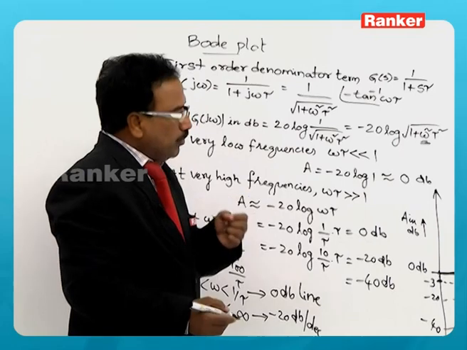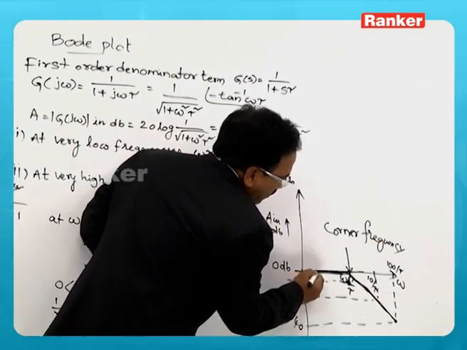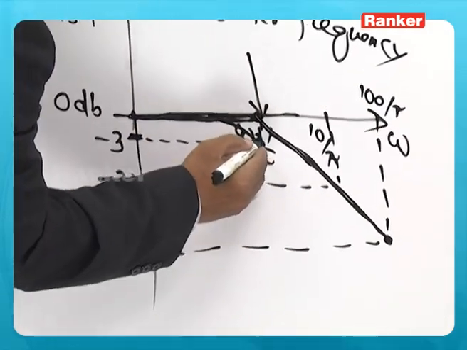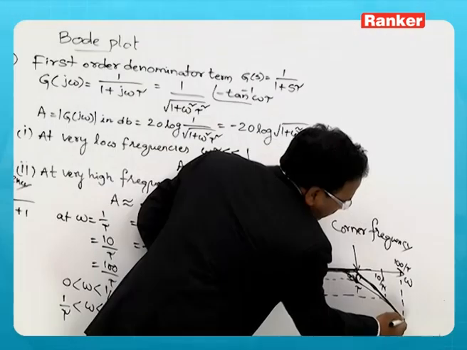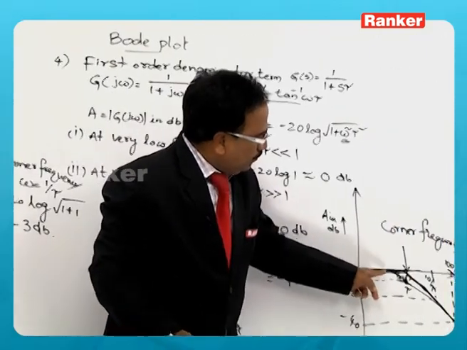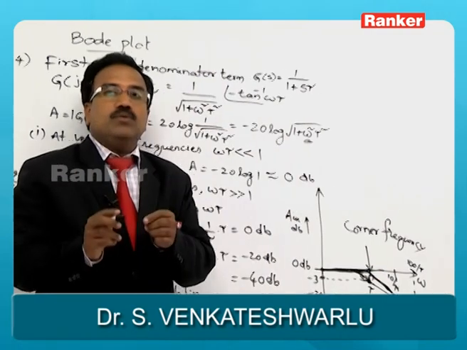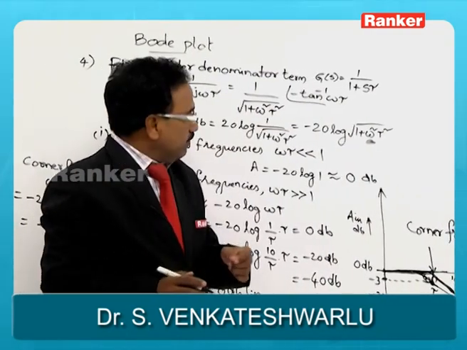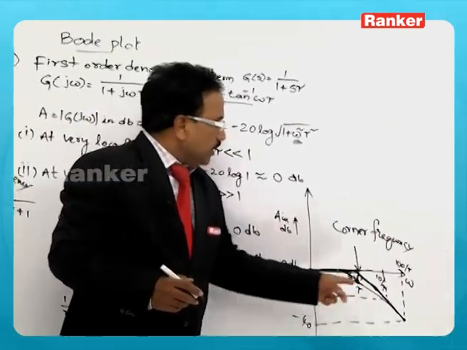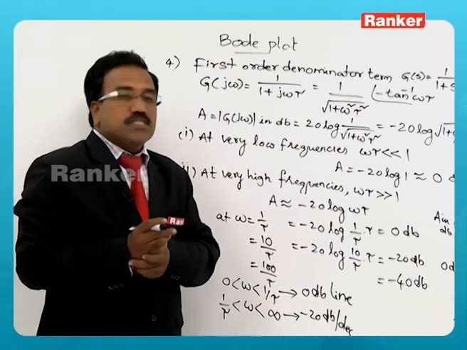So the actual Bode plot is drawn this way: start from origin, join the minus 3 dB point, and then go like this up to high frequencies. So you can consider that this low frequency dB line and high frequency dB line are the asymptotes to the actual Bode plot, where the actual Bode plot will go via minus 3 dB, because the value of magnitude at corner frequency is minus 3 dB.